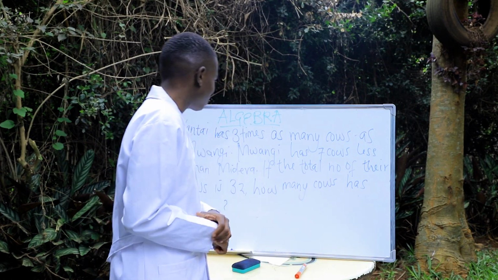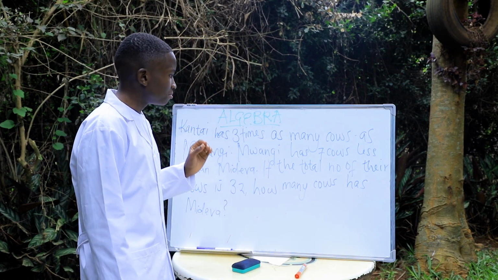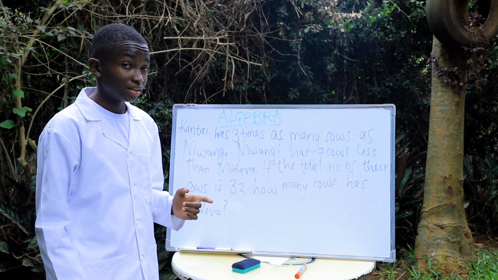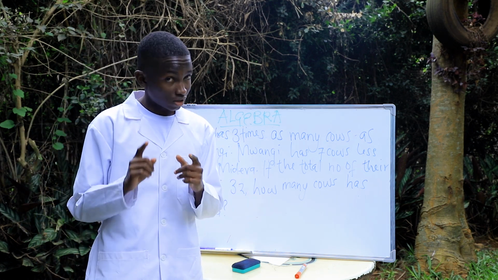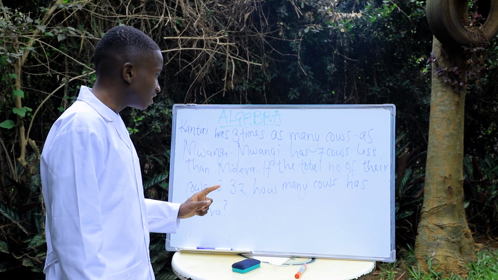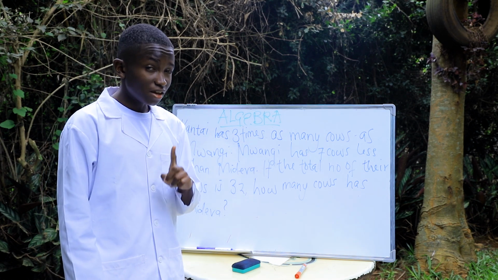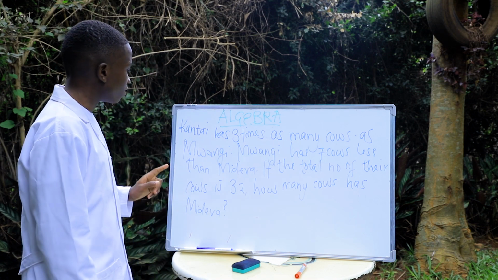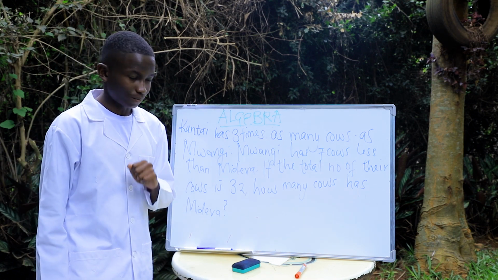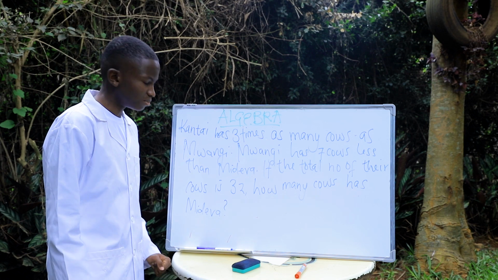Example 2. Kantai has 3 times as many cows as Mwangi. Mwangi has 7 cows less than Mideva. If the total number of their cows is 32, how many cows has Mideva?